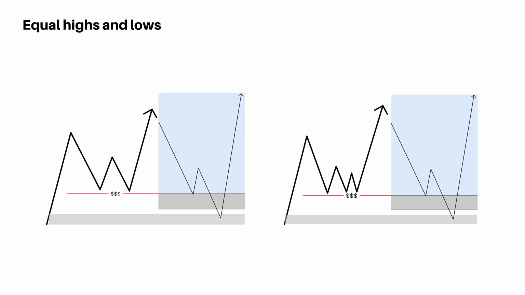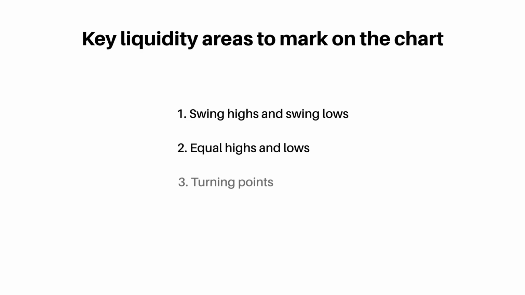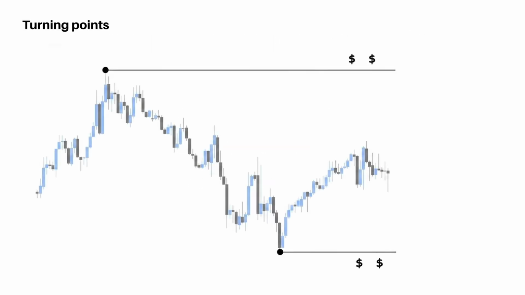Next, let's talk about another key liquidity zone, turning points. Turning points are areas on the chart where the price changes direction after a long-term trend. These levels are often seen by the market as overbought or oversold, which increases the likelihood of a reaction when the price revisits them. They hold significant liquidity because they attract attention from both retail and institutional traders.